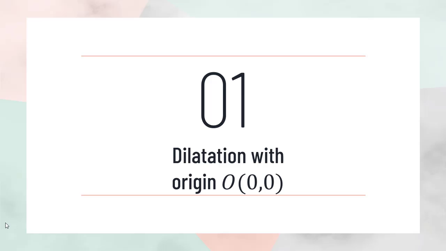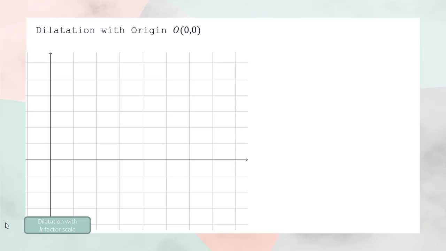Now we will learn together how to find the coordinates of the image under dilatation. So first, dilatation with the origin O (0, 0). Okay, I have a Cartesian coordinate here with x and y axes. And if I have an origin point or center of dilatation O (0, 0), and there is a point P (a, b), now we connect O and P to form the line segment OP.